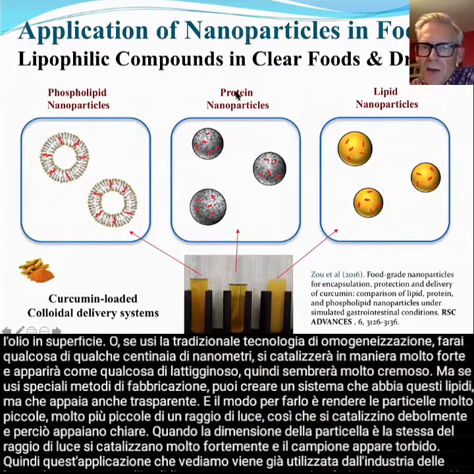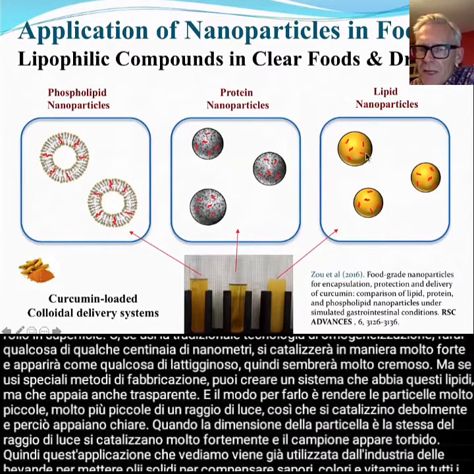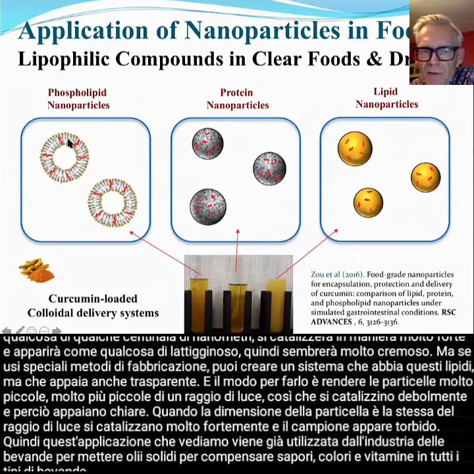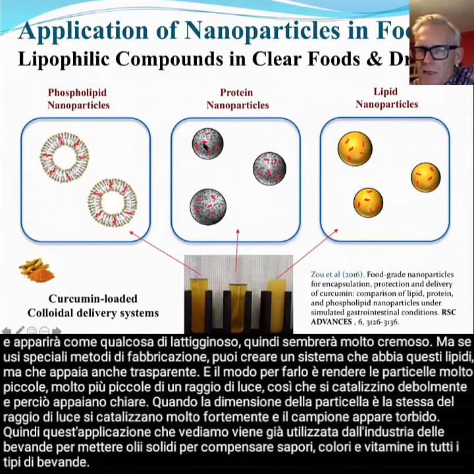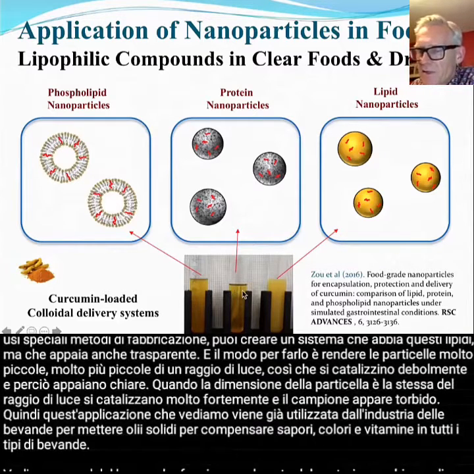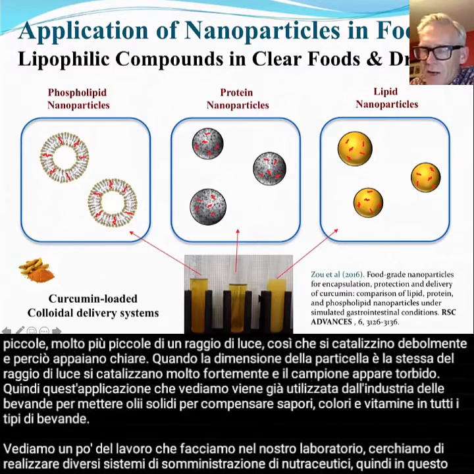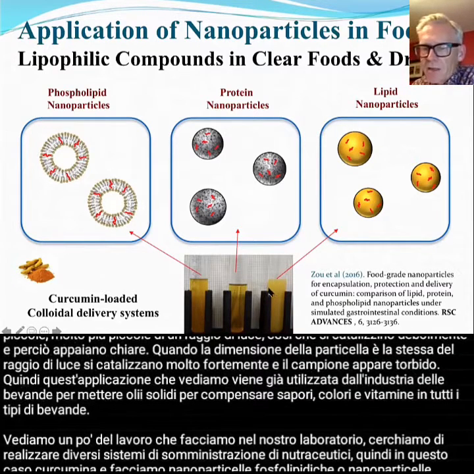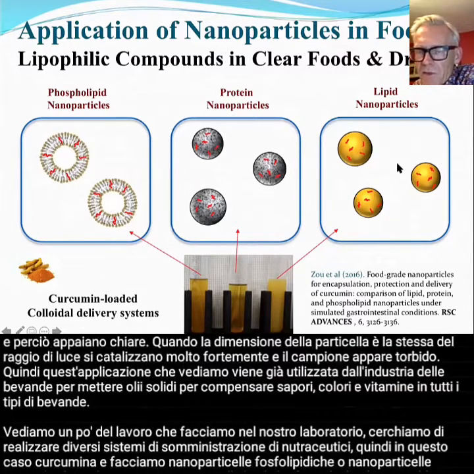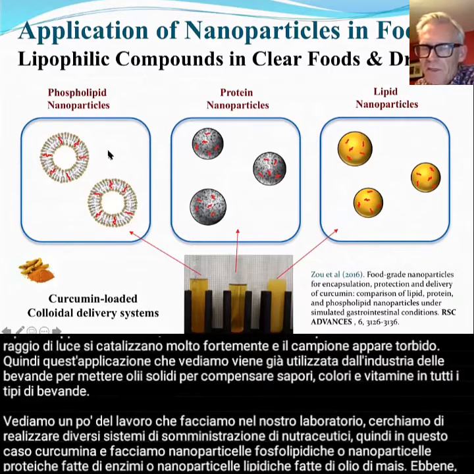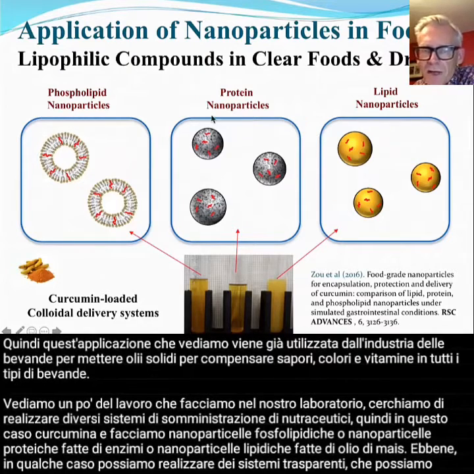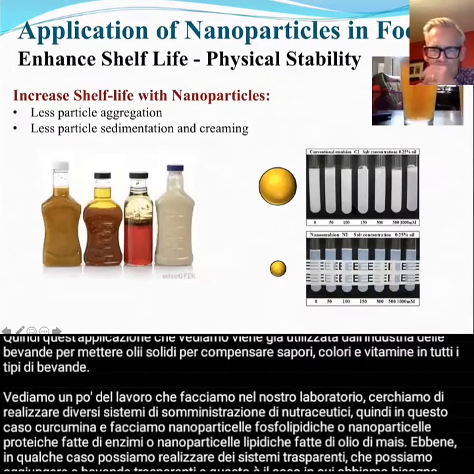And this is just some of the work we did in our lab where we were trying to make different kinds of delivery systems for nutraceuticals, so in this case curcumin, and we've made phospholipid nanoparticles or protein nanoparticles made out of zein or lipid nanoparticles made out of corn oil. And in some cases we can make transparent systems that we can incorporate into clear beverages. In other cases, we need to get the particle size smaller. And then we've also looked at the bioavailability of the nutraceuticals in these different systems and the chemical stability of them in these different systems. And they're all slightly different from each other. So you have to choose the right kind of food-grade nanoparticle for the particular application you're working on.